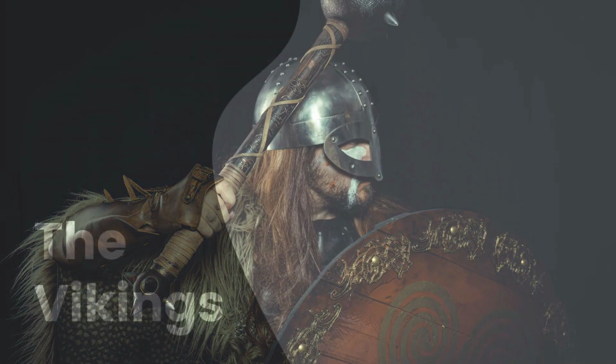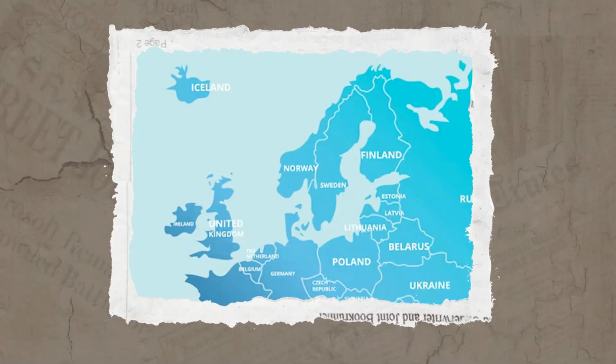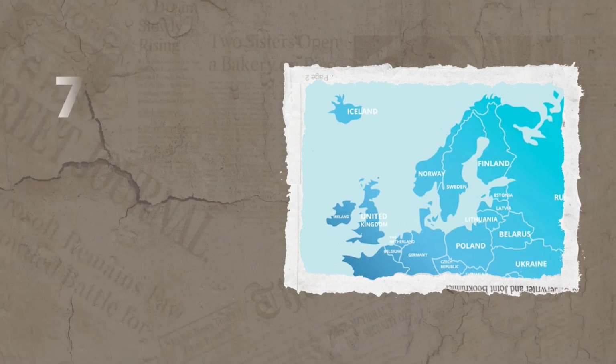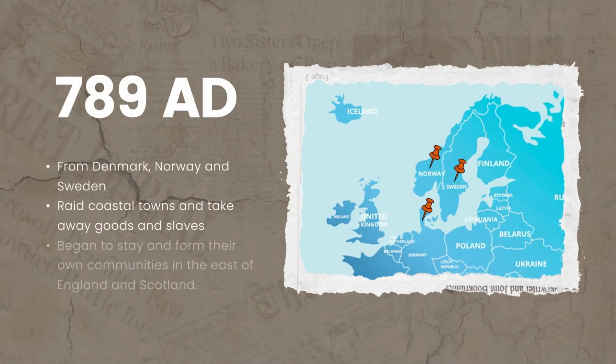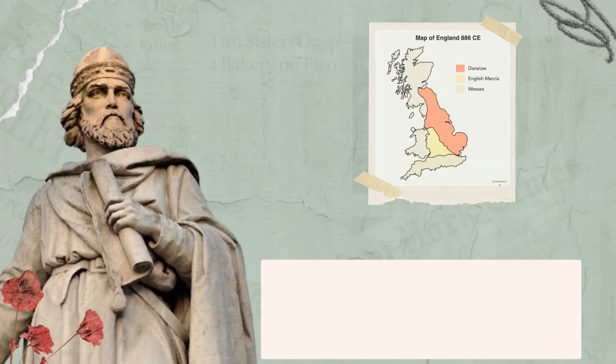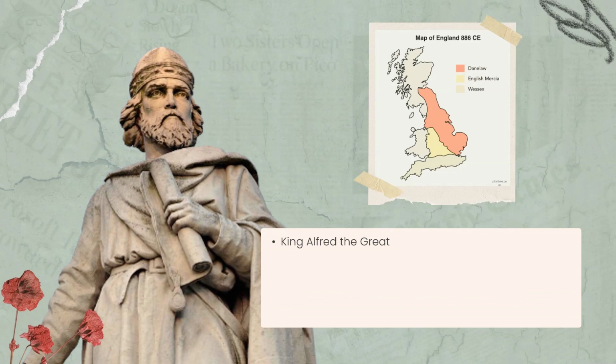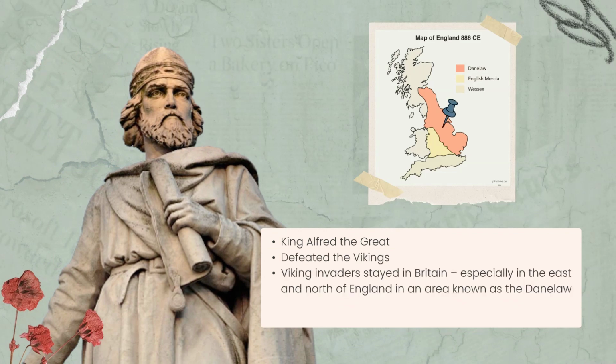The Vikings. The Vikings came from Denmark, Norway, and Sweden. They first visited Britain in AD 789 to raid coastal towns and take away goods and slaves. Then, they began to stay and form their own communities in the east of England and Scotland. The Anglo-Saxon kingdoms in England united under King Alfred the Great, who defeated the Vikings.